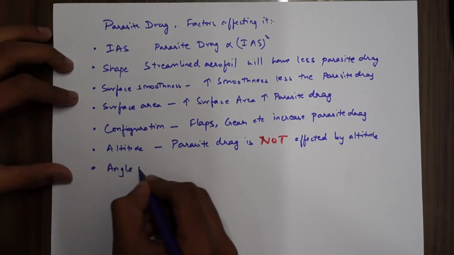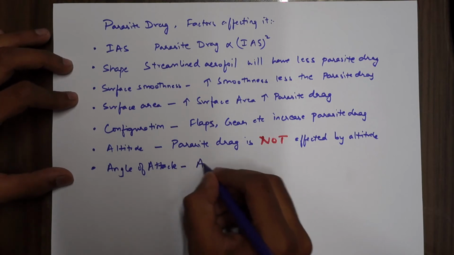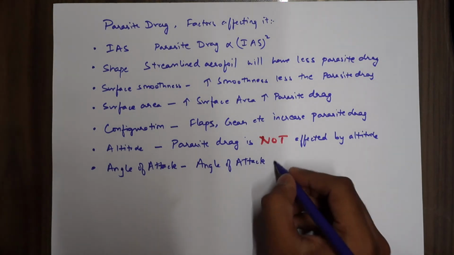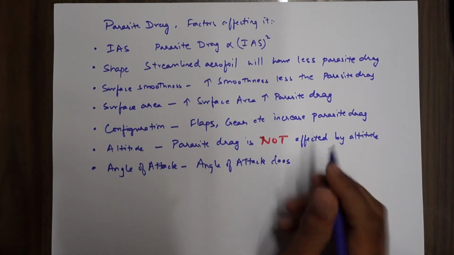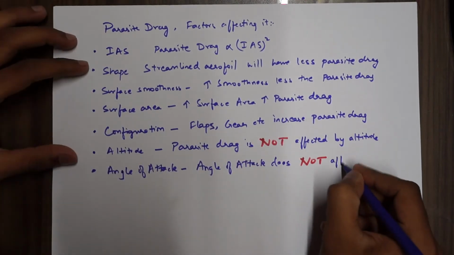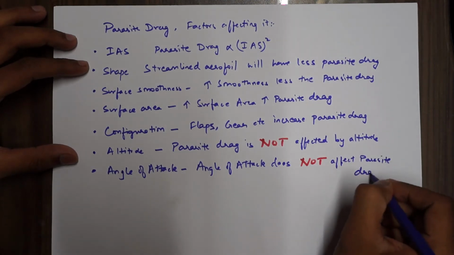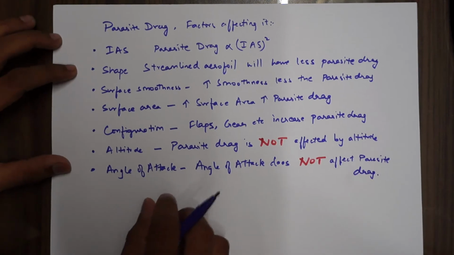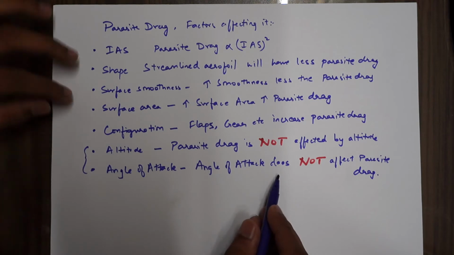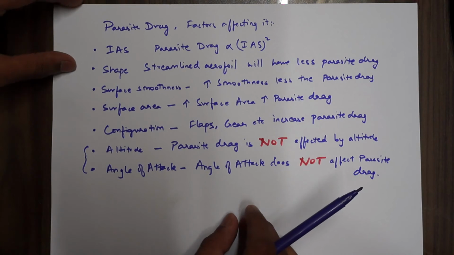Angle of attack. Again, angle of attack does not affect parasite drag. Alright, so angle of attack does not affect parasite drag. So these 2 points are important to remember. Others are just as simple as you can think of. Parasite drag is indicated airspeed squared.